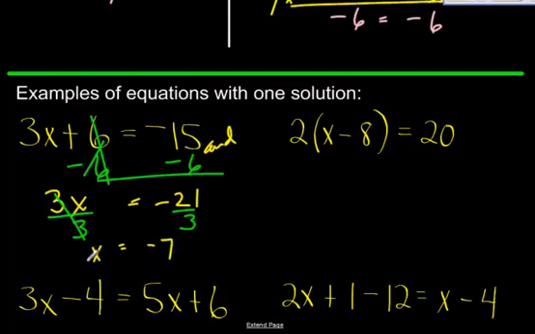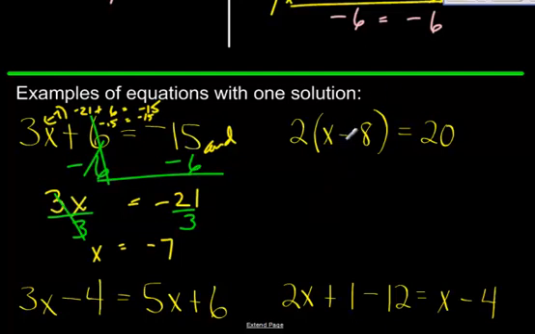So I have a variable equal to one number. That means there's only one number that I could substitute back in for that variable. 3 times negative 7 is negative 21. Negative 21 plus my 6 has to be equal to negative 15. Negative 21 plus 6 is negative 15. So we see that it's true. So let's go over and do this one.